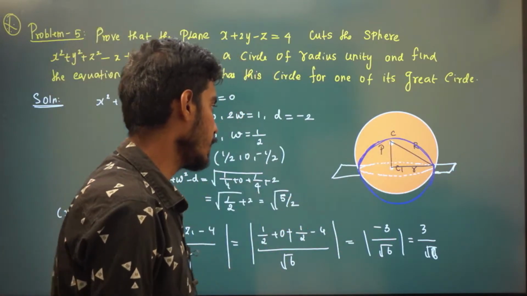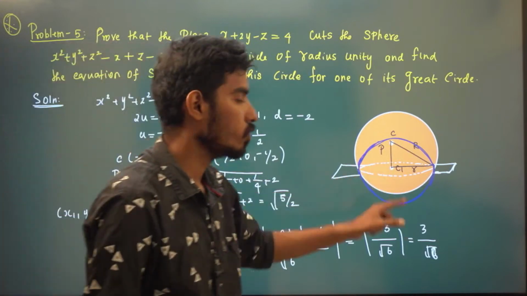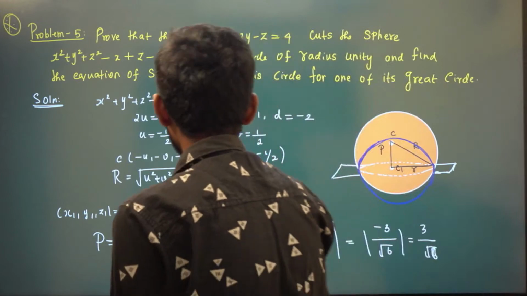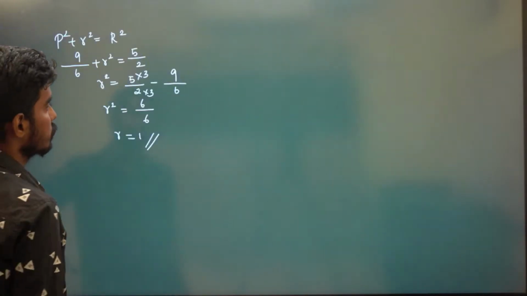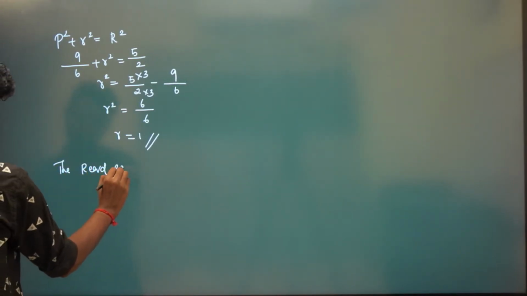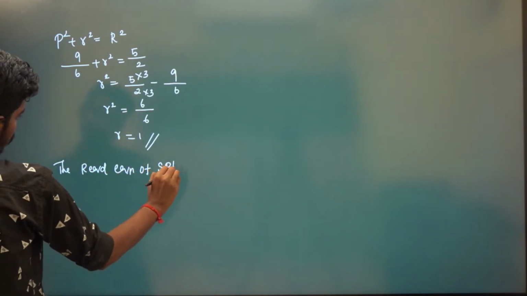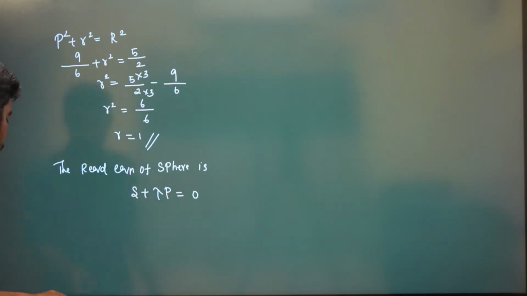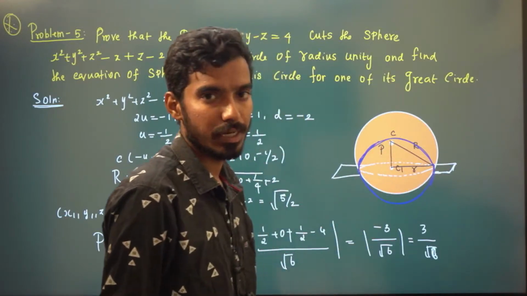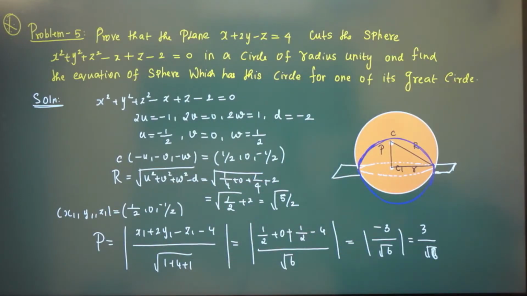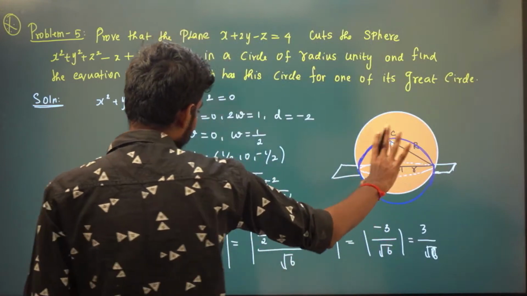Now what is the equation of the sphere passing through a circle? It is nothing but S plus lambda P is equal to 0. The required equation of the sphere is S plus lambda P is equal to 0. Yes or no? Because it is the equation of a sphere passing through a circle. We already recalled this in the beginning of the class, right? So it is S plus lambda P is equal to 0. So if I find lambda, the problem will be done.